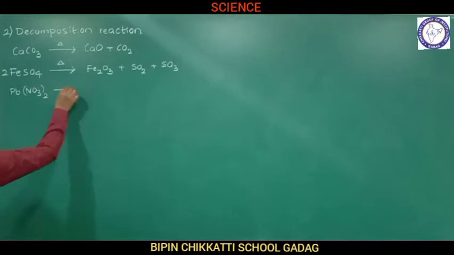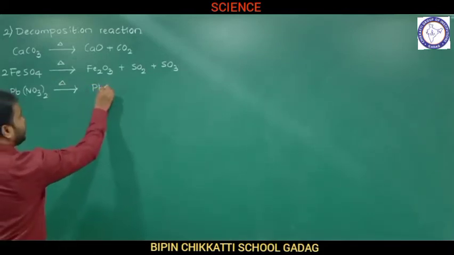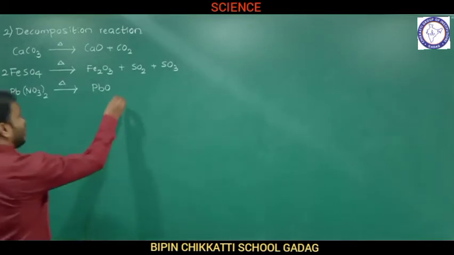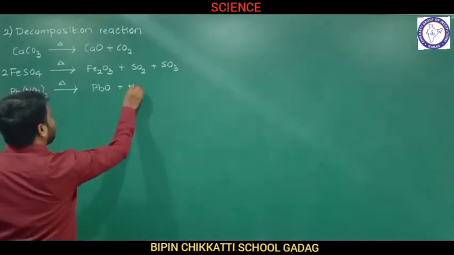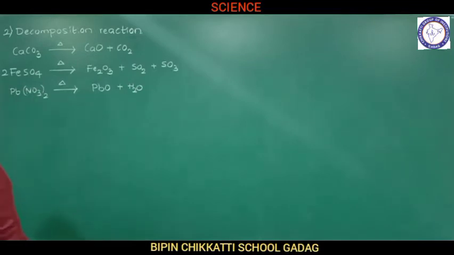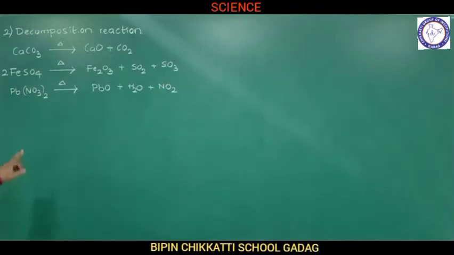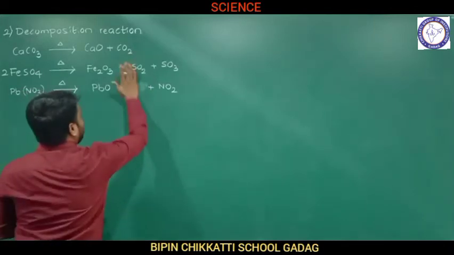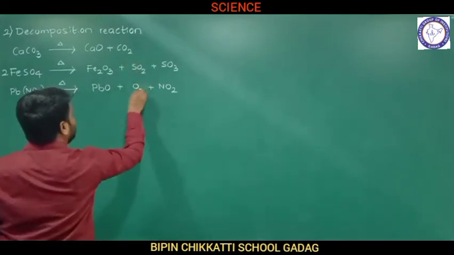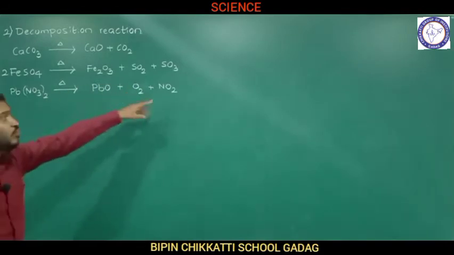Pb(NO3)2 stands for lead nitrate. The valency of lead is 2 plus, therefore you get Pb(NO3)2. If you heat this lead nitrate, the products we are going to get are PbO, lead oxide, and one more is, not water actually, sorry for that, oxygen, and after that NO2 we are going to get.